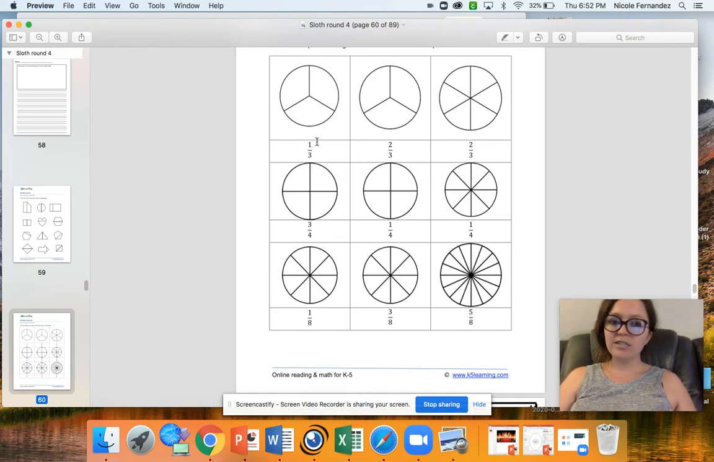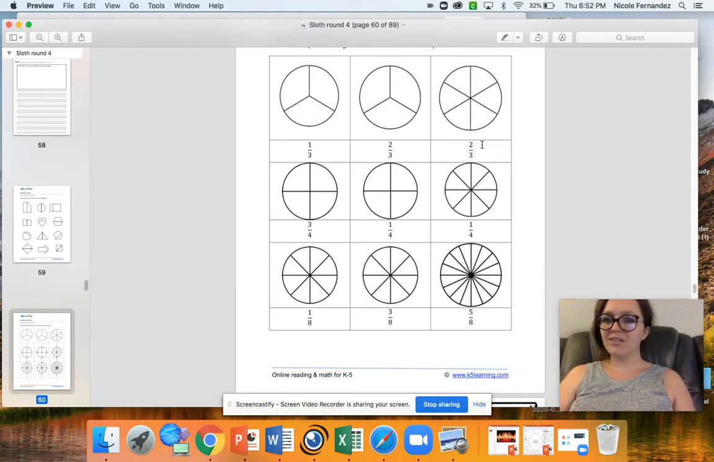Now, the numerator tells you how much of the fraction you're going to color in. Or later on, it's how much of the fraction you're going to use. Like when you're baking, sometimes you use 1/3 of a cup. So here you're going to color in 1 of the 3 pieces.